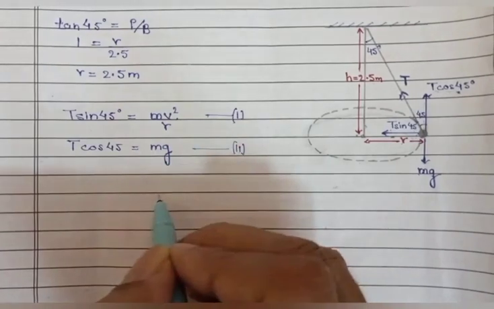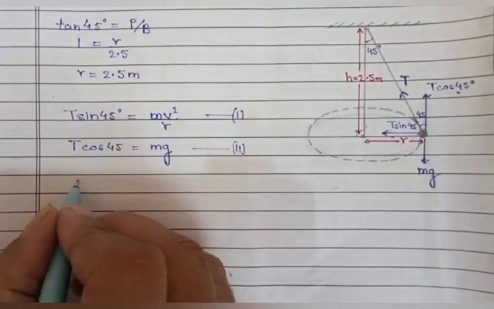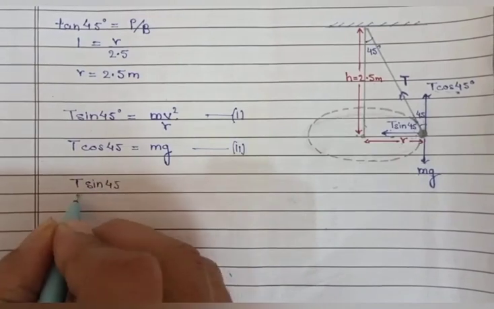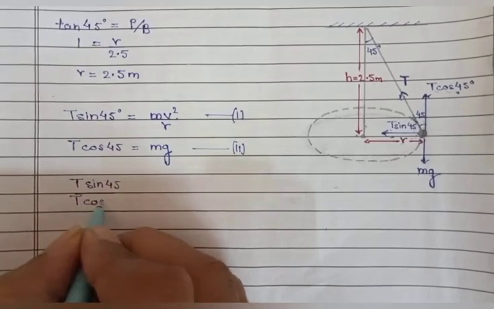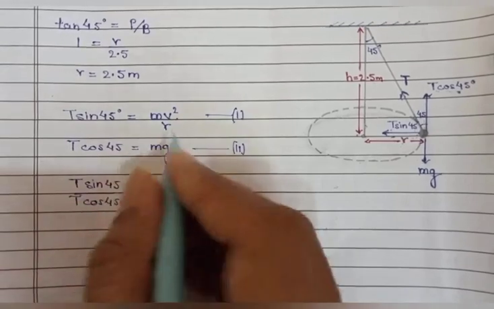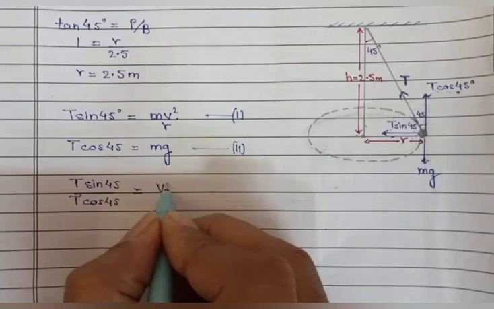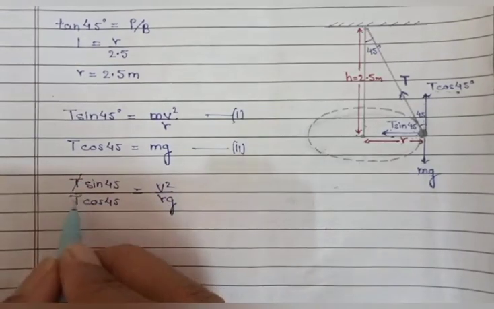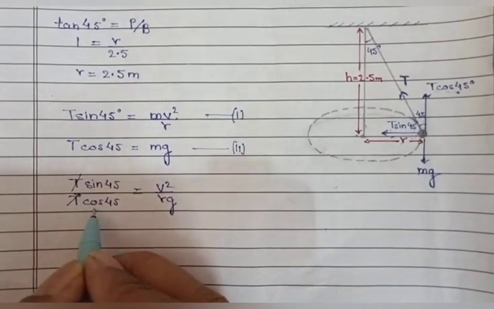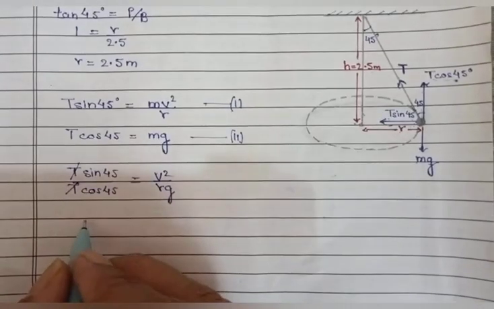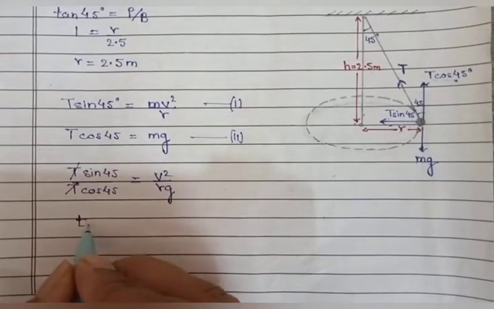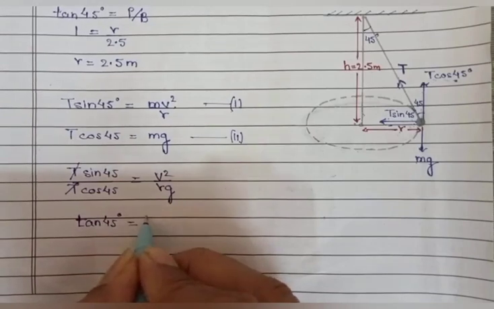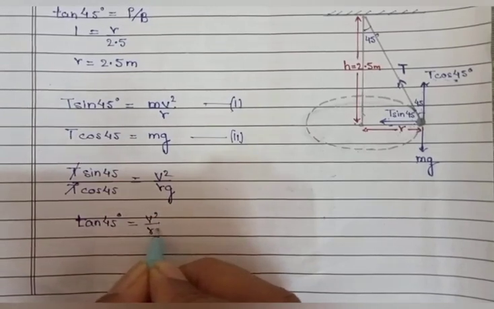Now let's divide these two equations. On the left side you will get T sin 45 upon T cos 45. On the right side, mv square divided by mg will give you v square upon rg. So the T will cancel out, and sin 45 upon cos 45 will give you tan 45. So here you are getting tan 45 is equal to v square upon rg.